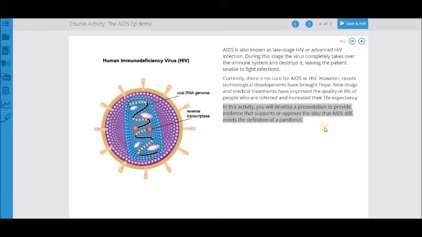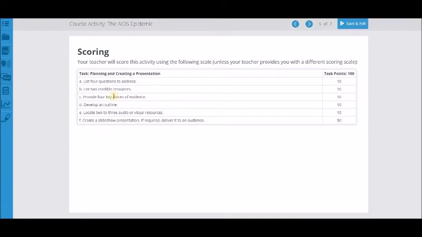In this activity, we're going to develop a presentation that helps us to support or oppose the idea that AIDS still meets the definition of what we call a pandemic. So we're going to talk about some words here in just a minute. The next slide, I want you guys to start reading these, okay? Because I'm going to tell you how I'm going to give you a grade. You're going to get 50 points, and you get 10 points for each part that you're about to do.